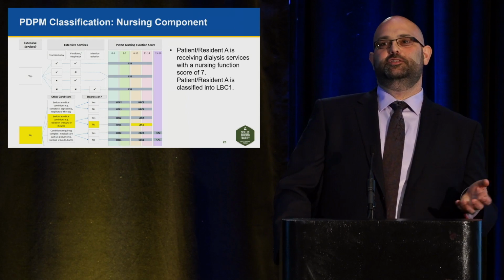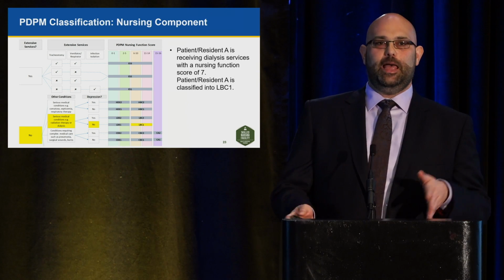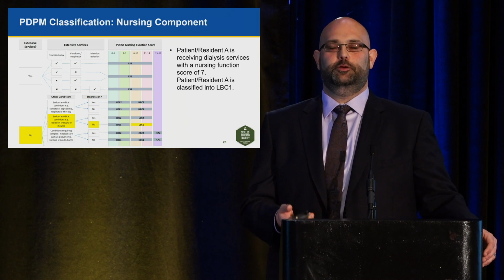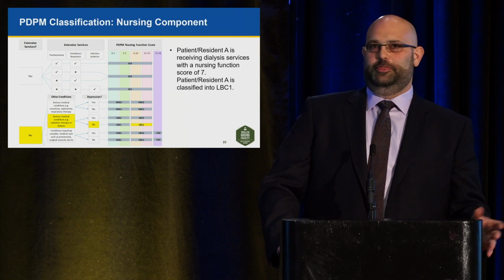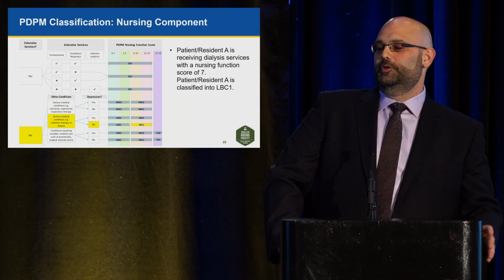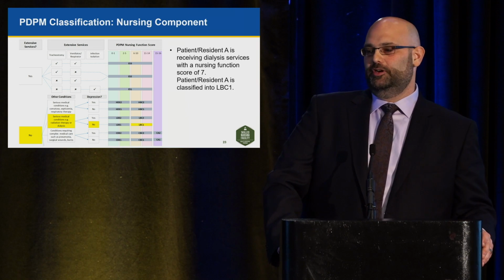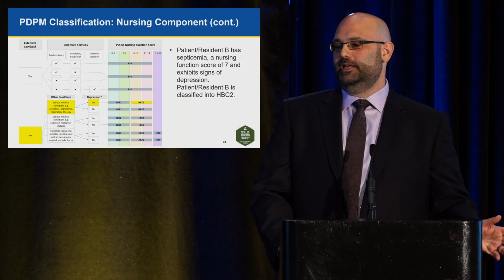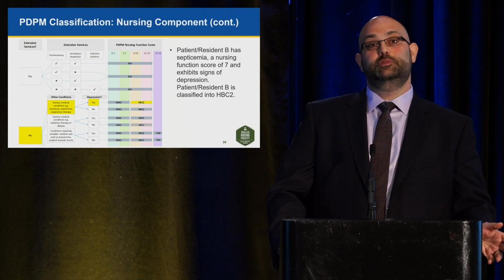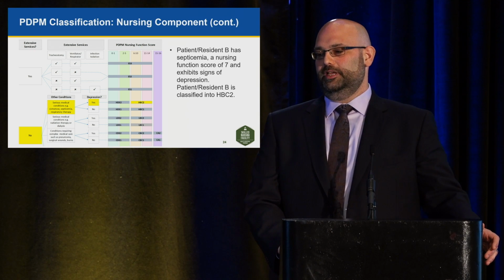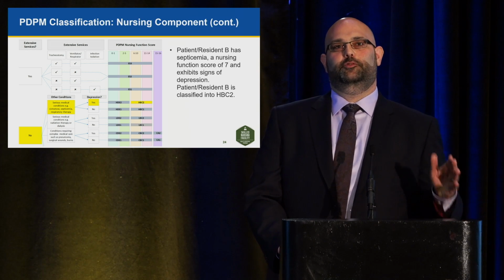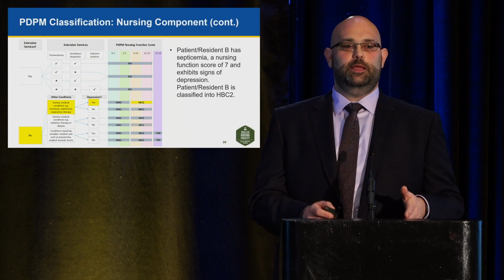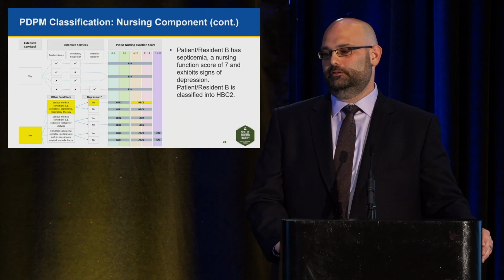Now, as I mentioned, nursing is pretty much the same as it is currently. Okay, we've collapsed some of the groups together. We're using section GG as the basis for our functional assessment as opposed to section G. You're welcome. And I think, or if you don't like it, then I'm sorry. So patient A, receiving dialysis services with a nursing function score of 7, okay, they go into the group LBC1. Whereas patient B had septicemia, also a nursing function score of 7, and was exhibiting signs of depression, and therefore is put into group HBC2. So again, for each one of those components, whereas RUG-4 would have put them into exactly the same group, PDPM is able to actually account for them each in a separate manner, in a much more accurate manner.